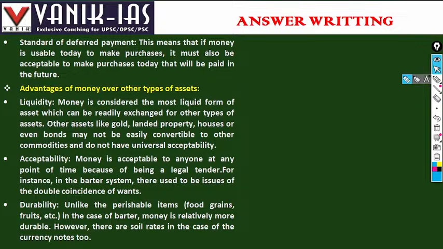Other assets like gold, landed property, houses, or even bonds may not be easily convertible to other commodities and do not have universal acceptability. Acceptability: money is acceptable to anyone at any point of time because of being legal tender. For instance, in the barter system, there used to be the issue of the double coincidence of wants. That means a person may not need the item, so how should his goods or services be exchanged for the requirements of others? That is why.